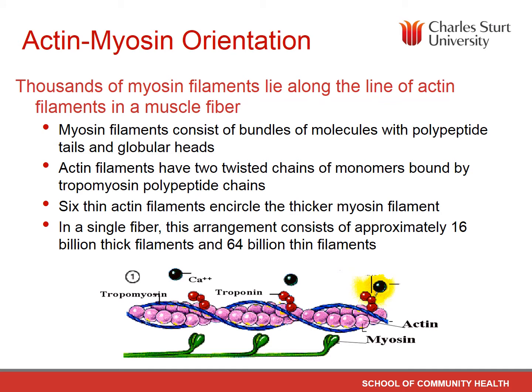Okay, so we'll just talk a little bit more about actin and myosin. Now, thousands of myosin filaments lie along the line of actin filaments in a muscle fiber. So the myosin filaments are what we call the thick filaments, and they look somewhat like a golf club. They consist of bundles of molecules with a polypeptide tail and a globular head. So that's the part of the golf club that would hit the ball.